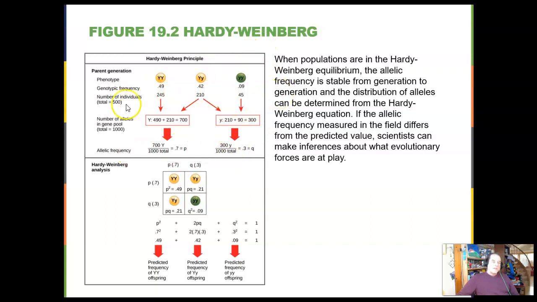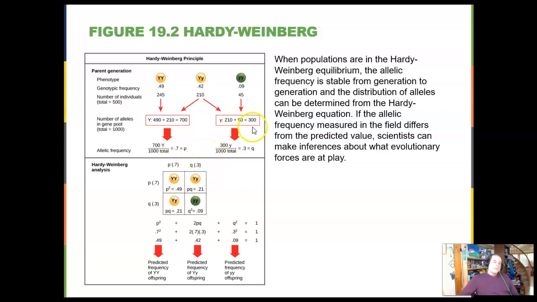If we've got 500 individuals, we must have 1,000 alleles for the gene coding for seed color in diploid organisms. Now, we take the 700 and divide it into 1,000 to get a proportion. The first allele's proportion is 70%, or 0.7. Remember, 70% and 0.7 are the same thing. They mean the same thing mathematically, right? 50% and 0.5 are both 1/2.